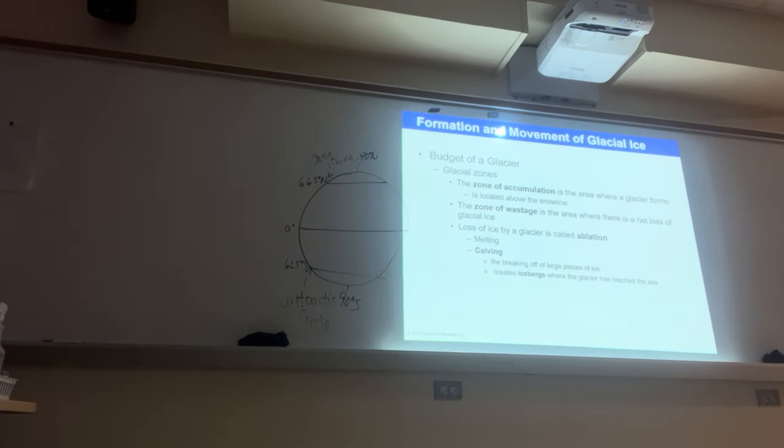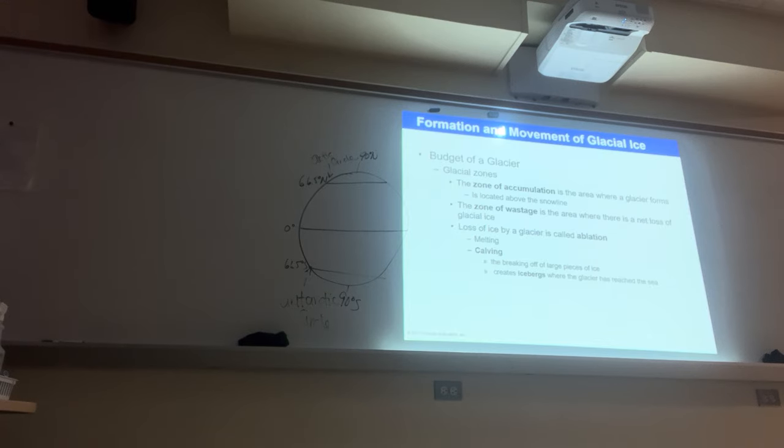All right. Now, these are some vocabulary terms that have to do with the budget of the glacier, and this is kind of what I just described. The zone of accumulation is the area where the glacier forms. It's what's located above the snow line. The zone of wastage is the area where there's net loss of glacial ice.